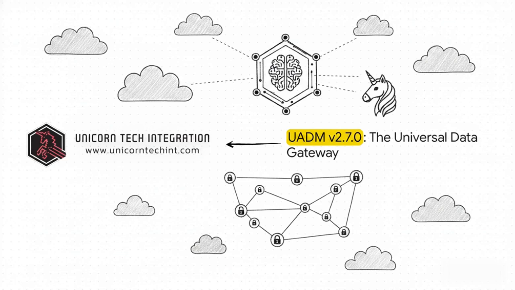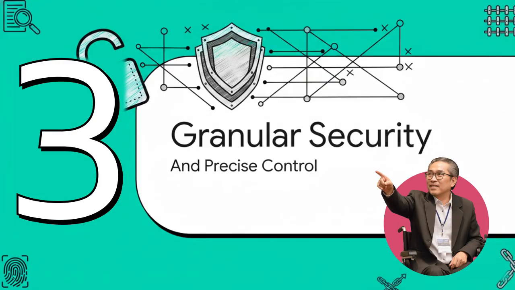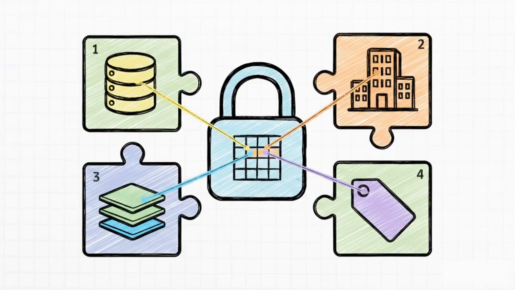But of course, the second you mention unifying access to all enterprise data, IT managers immediately throw up their hands and ask, okay, but what about security? Section 3. Granular Security and Control. UADM tackles the security problem head-on with something called 4D data scopes for API keys. Instead of handing out these broad, terrifying workspace access passes, UADM uses dual authentication and lets admins lock down API keys across 4 highly specific dimensions.